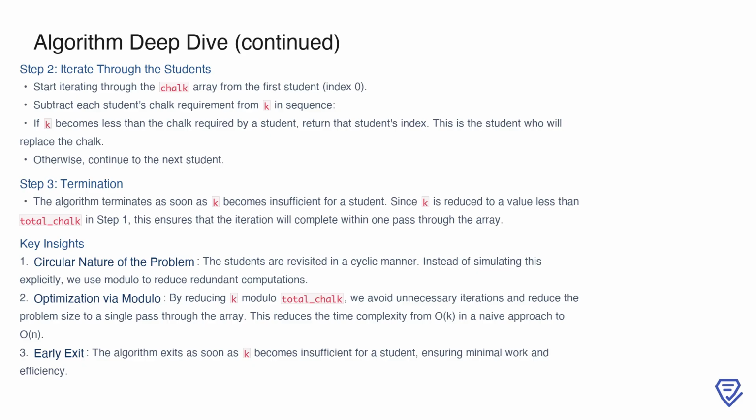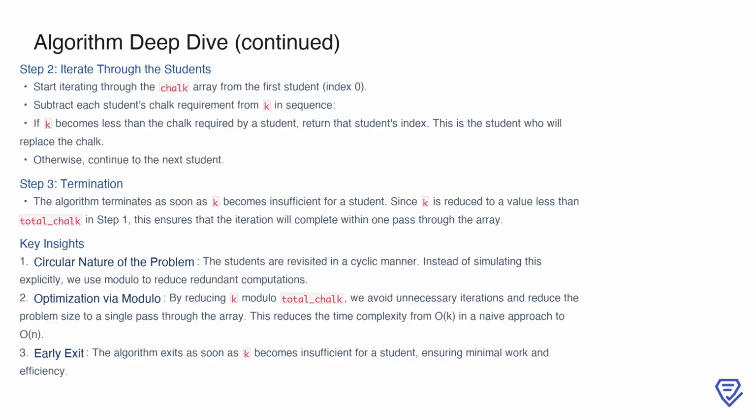Now that we have reduced k to a manageable value, the next step is to iterate through the chalk array. Starting from the first student, we subtract each student's chalk requirement from k. If at any point k becomes less than the chalk required by the current student, we immediately return that student's index, as they will be the one to replace the chalk. Otherwise, we continue to the next student. This process guarantees that we find the correct student within one pass of the array. The algorithm terminates as soon as k becomes insufficient for a student, ensuring minimal computations.